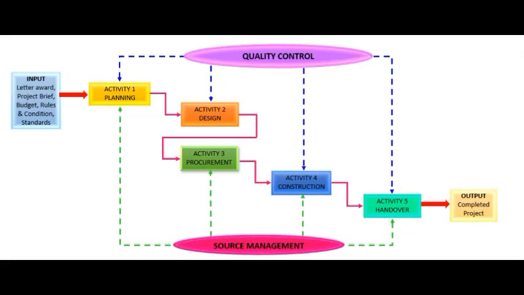Project implementation method. The project should be implemented as conventional, with the procurement method being open tender. The processes involved in the project implementation are shown in the graph. We start with input, then go to activity 1, 2, 3, 4 and 5, then we end at the output. At activity 1, 2, 3 and 4, there are quality controls and resource management involved.